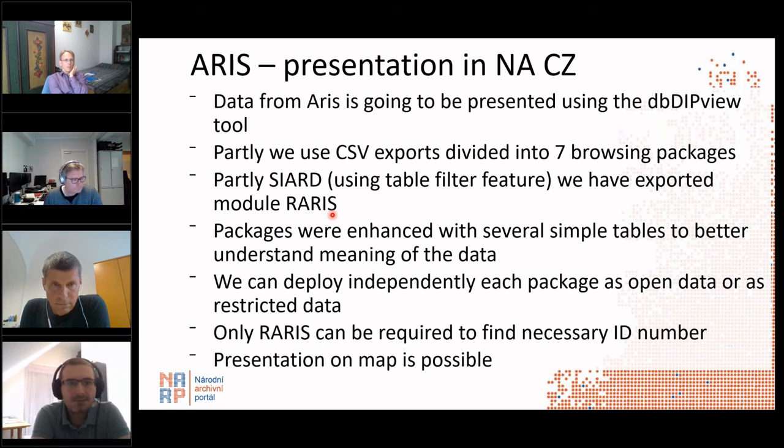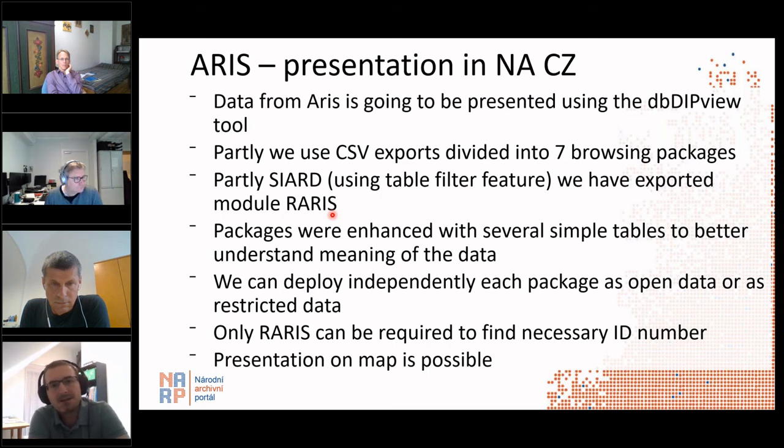As I have mentioned, the data from ARIS is going to be presented using the DBDP tool. And for the presentation, we use CSV exports, which are divided into 7 browsing packages. Together, it may be 1,500 CSV files. And partly we use SIARD, which was exported using the table filter module. And it is an independent package too. These financial packages were enhanced with several simple tables to understand the meaning of the data.